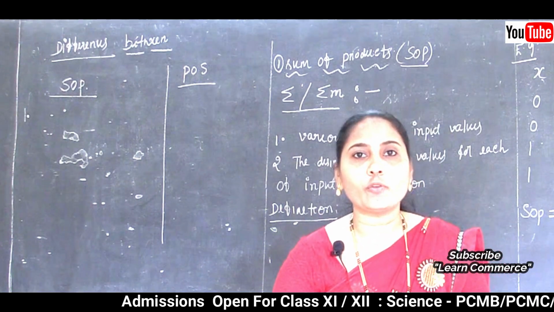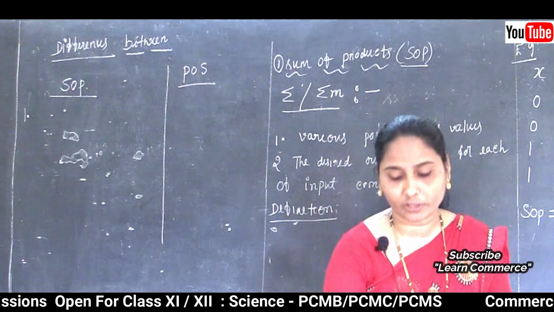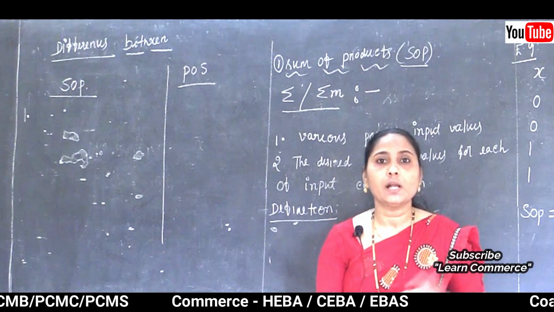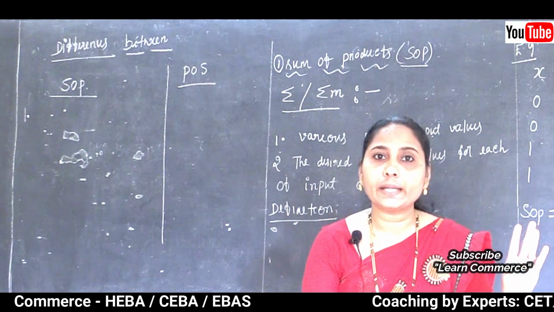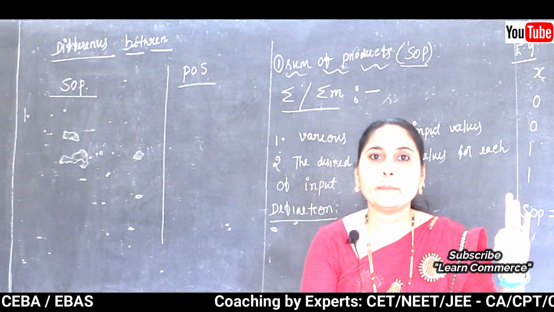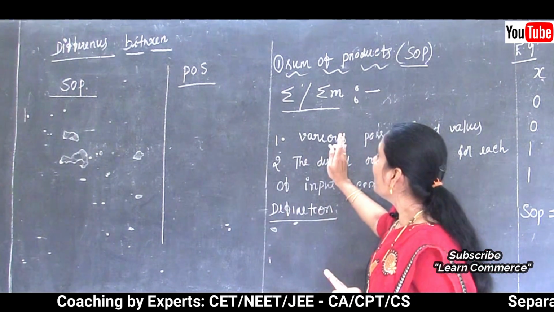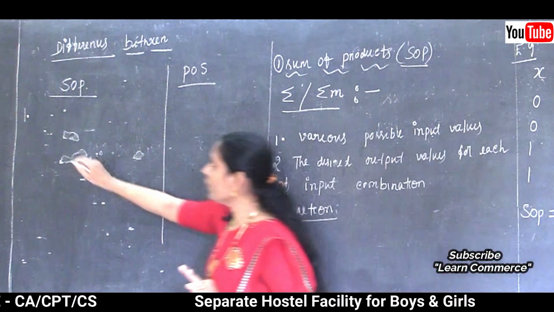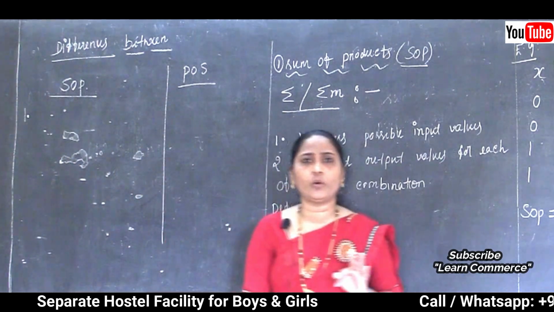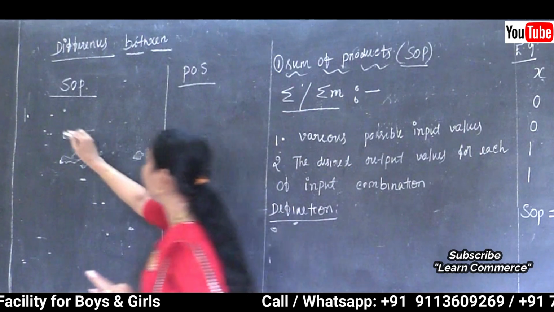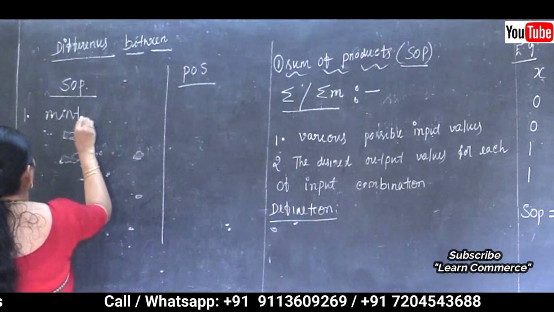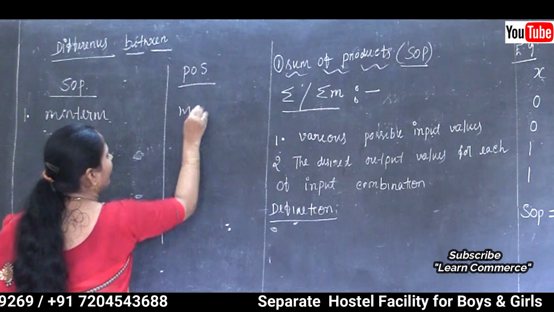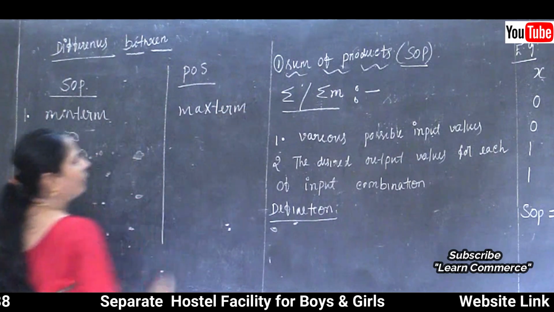Composed entirely either of min terms or max terms is referred to as a canonical expression, and a canonical expression is represented in two forms: sum of the product, SOP, min term, and product of the sum, POS, max term. First, the differences between SOP and POS. SOP is the sum of the min terms. POS is the product of the max terms.